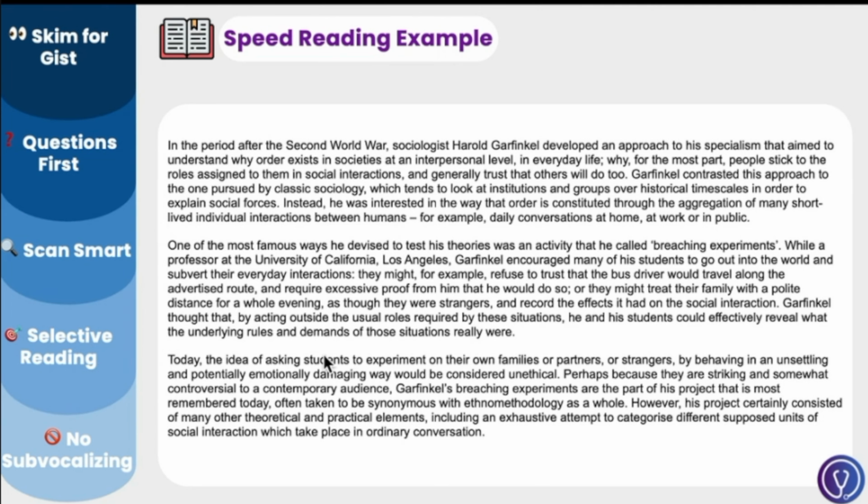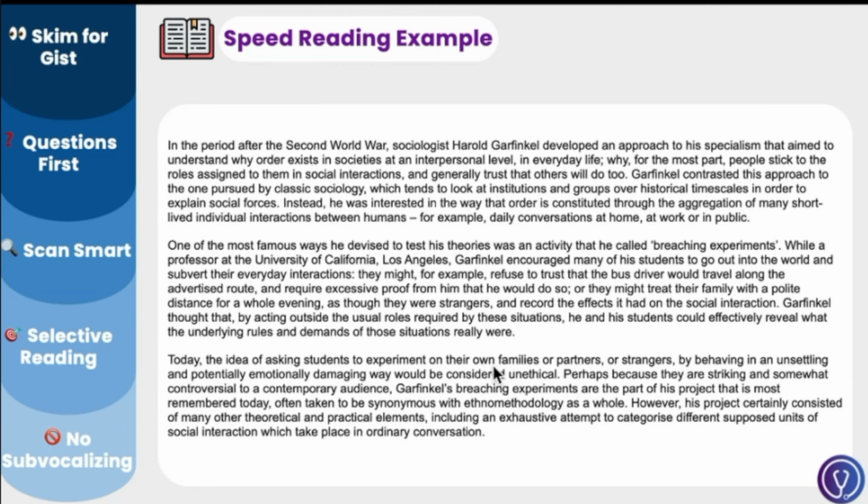Let's look at the last paragraph. The idea of asking students to experiment on their own families or partners by behaving in an unsettling and potentially emotionally damaging way would be considered unethical. So now we're talking about applying whatever Garfinkel was talking about to real life situations. That's what the last paragraph is about. What I would do next is go to the questions, look at exactly what I need to find, and then go back and read the whole thing.